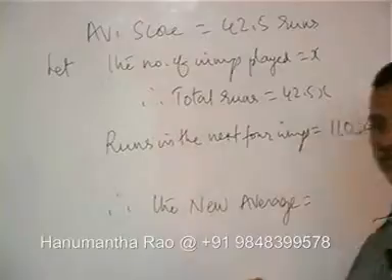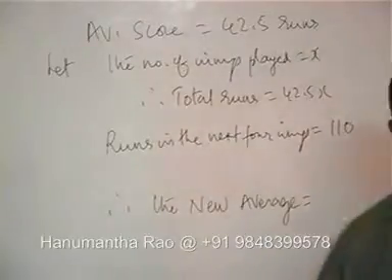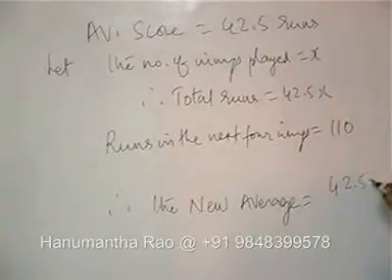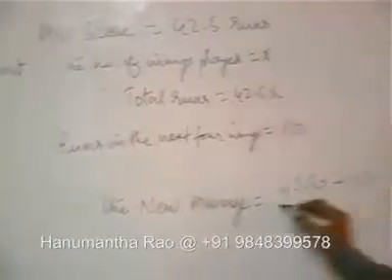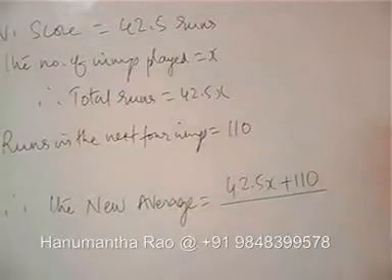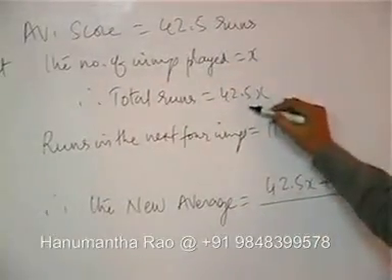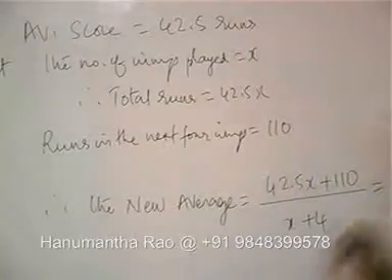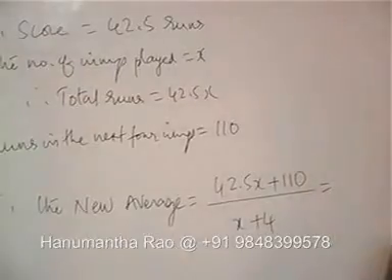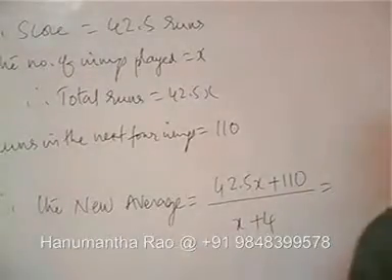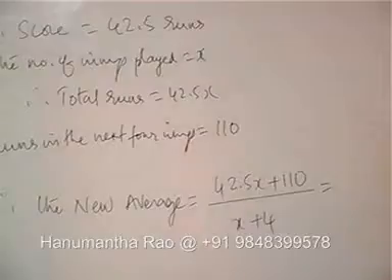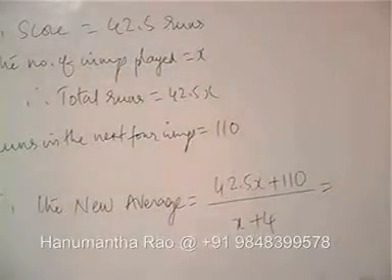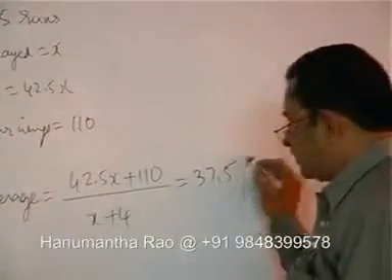What is the average formula? Total runs scored by total innings played. Total runs scored is 42.5x plus 110 by total innings played, which was x plus 4 innings, is it not? x plus 4. This equals how much? He told in the problem that his average fell by 5 runs. Previously the average was 42.5, minus 5 means 37.5.